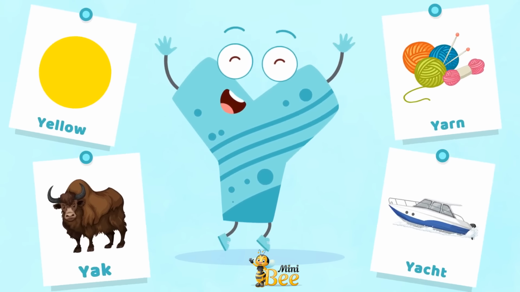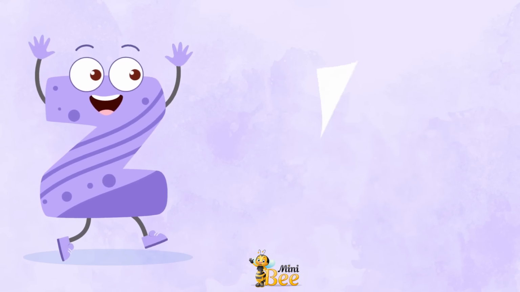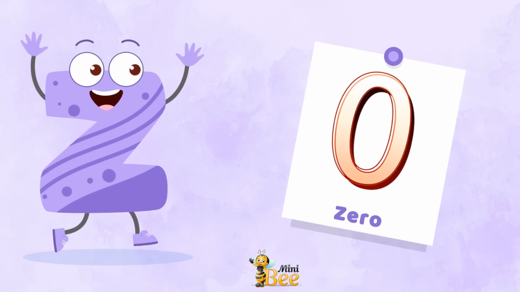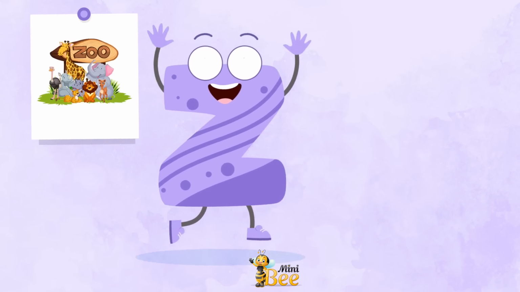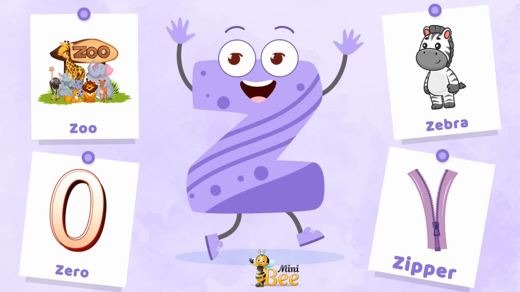That's the letter Y. Z is for zoo, Z is for zebra, Z is for zero, Z is for zipper. And that is the letter Z.